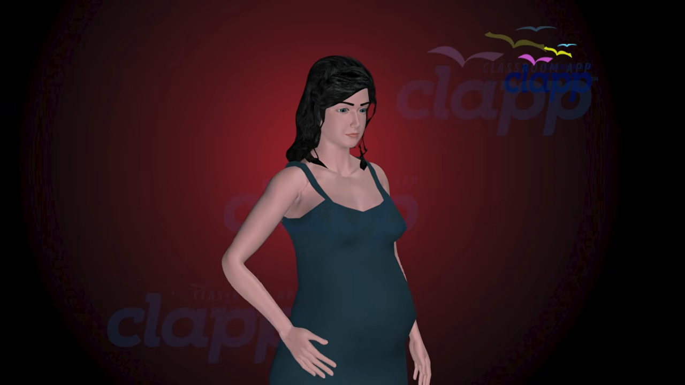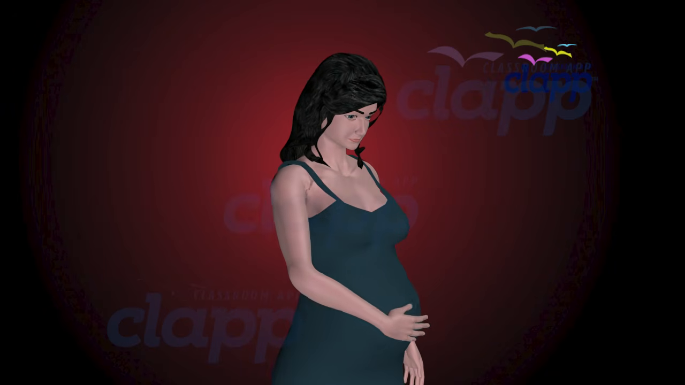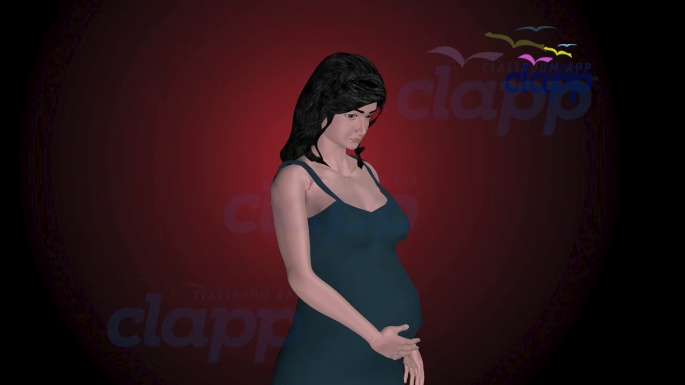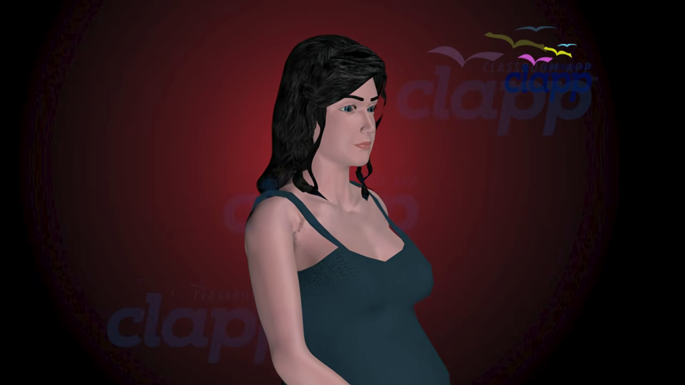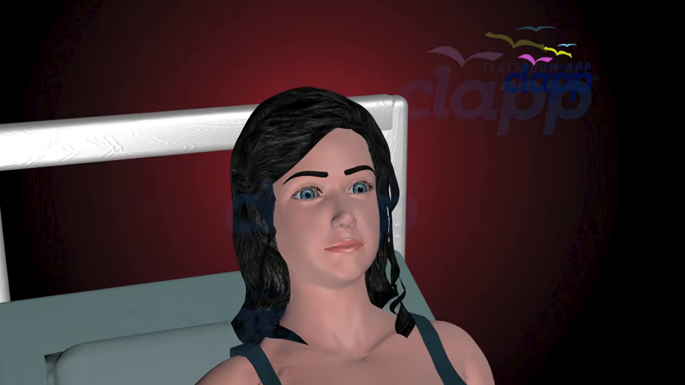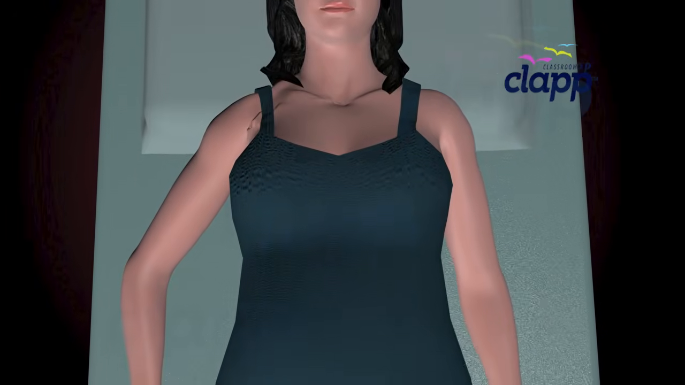When a woman becomes pregnant, her body undergoes hormonal changes, primarily influenced by two hormones, estrogen and progesterone. These hormonal shifts prepare the breasts for milk production. Shortly before childbirth, another hormone called prolactin, which is responsible for milk production, increases in the woman's body.